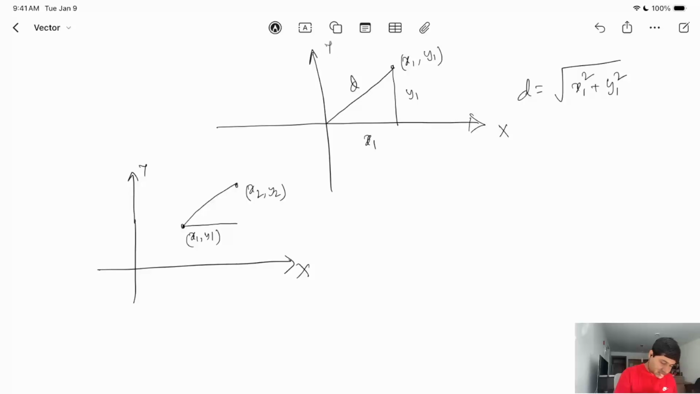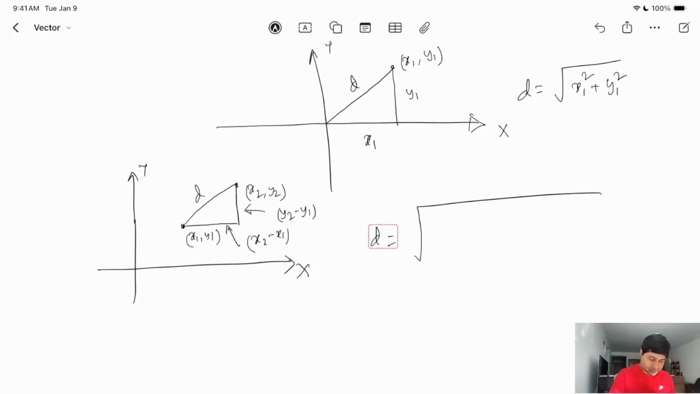So what is the delta here? The delta on this one is nothing but x2 minus x1, and this one is y2 minus y1. So what will be the distance between these 2 points? Using the Pythagorean theorem, we can say the distance is the square root of (y2 minus y1) square plus (x2 minus x1) square. Great. Why it is important in our discussions, we'll see in action when we talk about vectors.